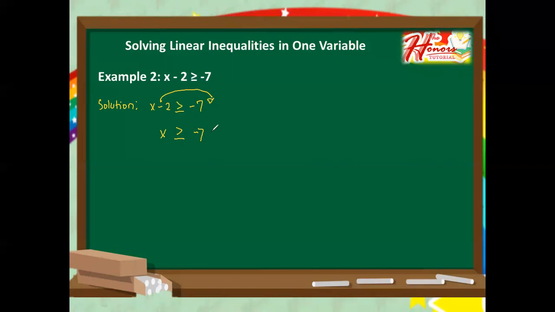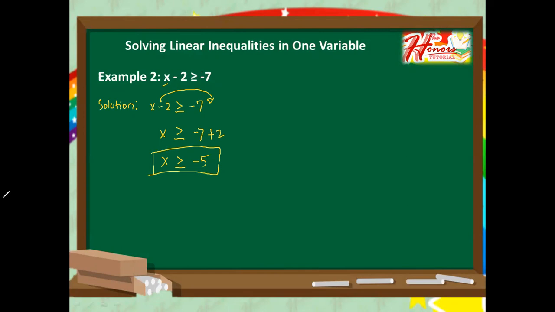So negative 2 will become positive 2, so it will become plus 2. So x is greater than or equal to negative 7 plus 2, that's negative 5. So this is your final answer. It is telling you that the values of x that you have to substitute here in your equation for this equation to be true is greater than or equal to negative 5.